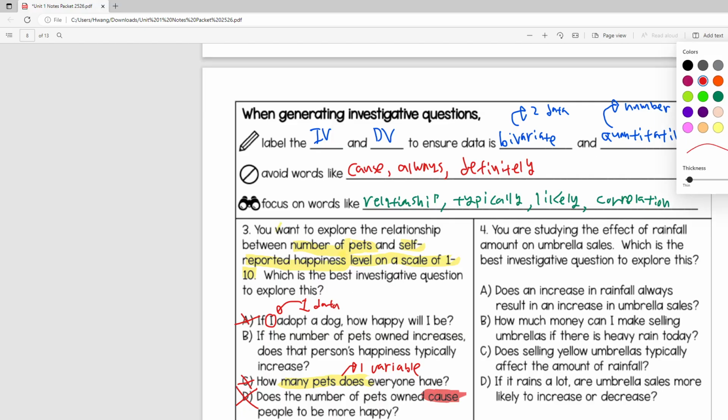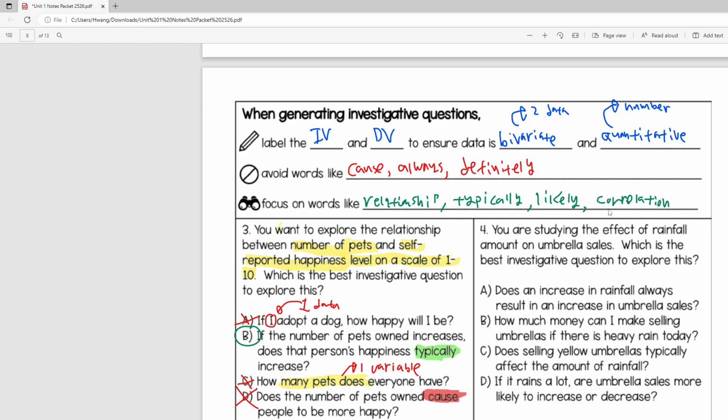And what is the answer? The only answer choice left: if the number of pets owned increases, does the person's happiness level typically increase? Well, that's the only answer choice left, so that should be the answer. And it is the answer because it has the word typically, which is a word you should focus on. Therefore, that is the answer, B. Let's move on to the next example.